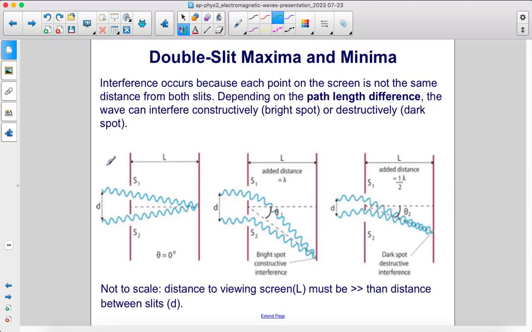Interference occurs because each point on the screen is not the same distance from both slits. Depending on the path length difference, the wave can interfere constructively or destructively. Right in the middle is where you're going to get the brightest spot, and that's because both of these waves are going to travel exactly the same distance to get to that location. However, at other locations on the screen, like here, this wave only had to travel that far, whereas this wave from the top slit had to travel farther.